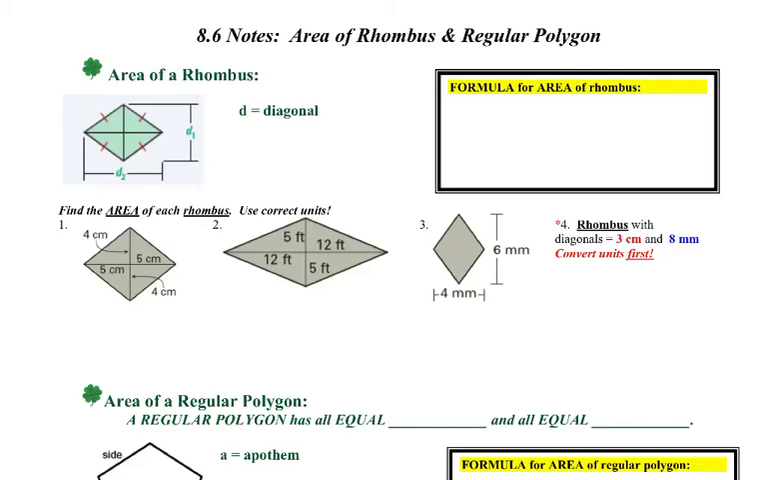We are working our way through our shapes, and now we are up to rhombus and regular polygon. At this point, you're like, just tell me the formula, right? What is the formula for area of a rhombus? Area of a rhombus is diagonal times diagonal divided by 2.